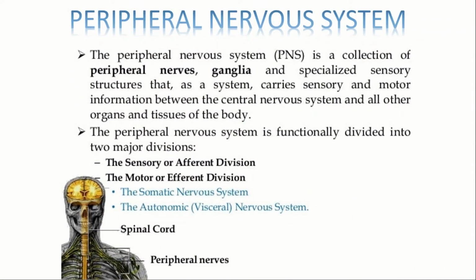The peripheral nervous system, in short PNS, is a collection of peripheral nerves, called ganglia, and specialized sensory structures that as a system carries sensory and motor information between the central nervous system and all other organs and tissues of our body. The peripheral nervous system is functionally divided into two major divisions. First one, the sensory or afferent division, and the motor or efferent division. In the motor or efferent division, there are still two types, the somatic nervous system and the autonomic nervous system.